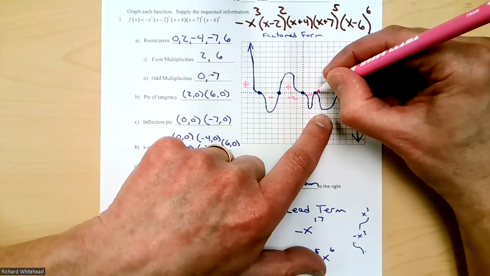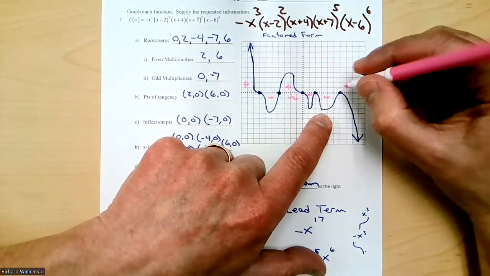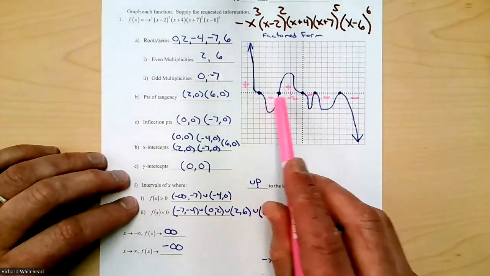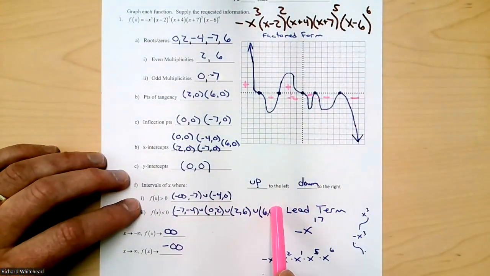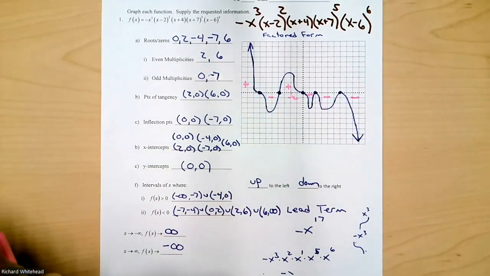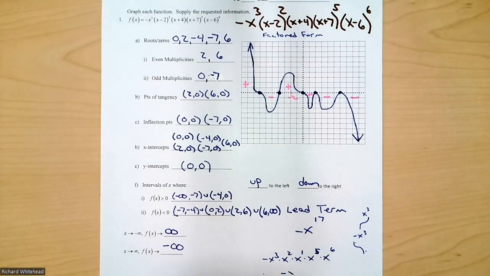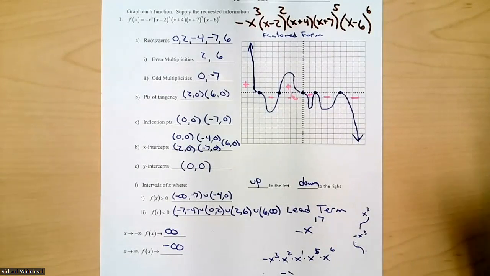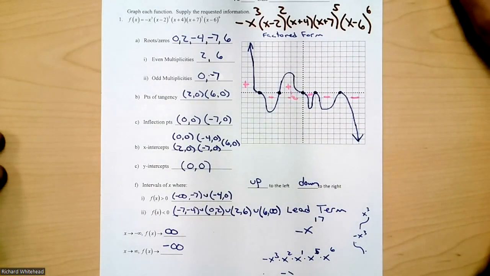But see, then 2 had an even power, so we don't alternate. 6 had an even power, so we don't alternate. So see how we can get the negative, negative, negative, negative. We can get all those negative intervals. So anyway, that's something you could do if you wanted to. Okay. All right. So this was a problem that was already in factored form. So the next thing we're going to do is a problem that is not in factored form.